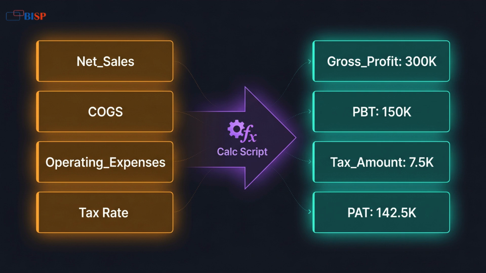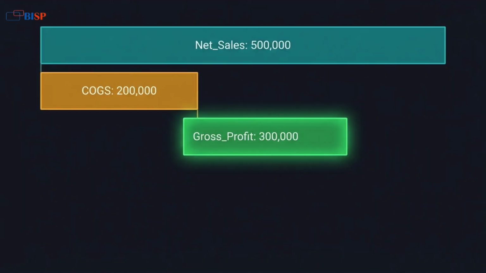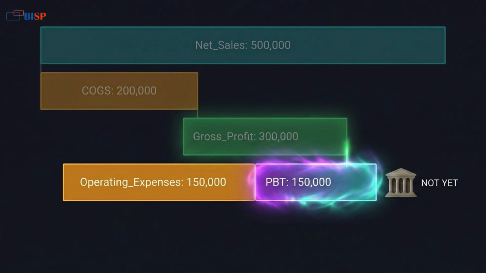Let's understand the logic. Level 1. Gross profit. Net sales minus COGS. 500,000 minus 200,000. Gross profit is 300,000. After paying for what you sold, 3 lakh rupees remaining. Level 2. PBT. Gross profit minus operating expenses. 300,000 minus 150,000. PBT is 150,000. The profit earned before the government takes its share.